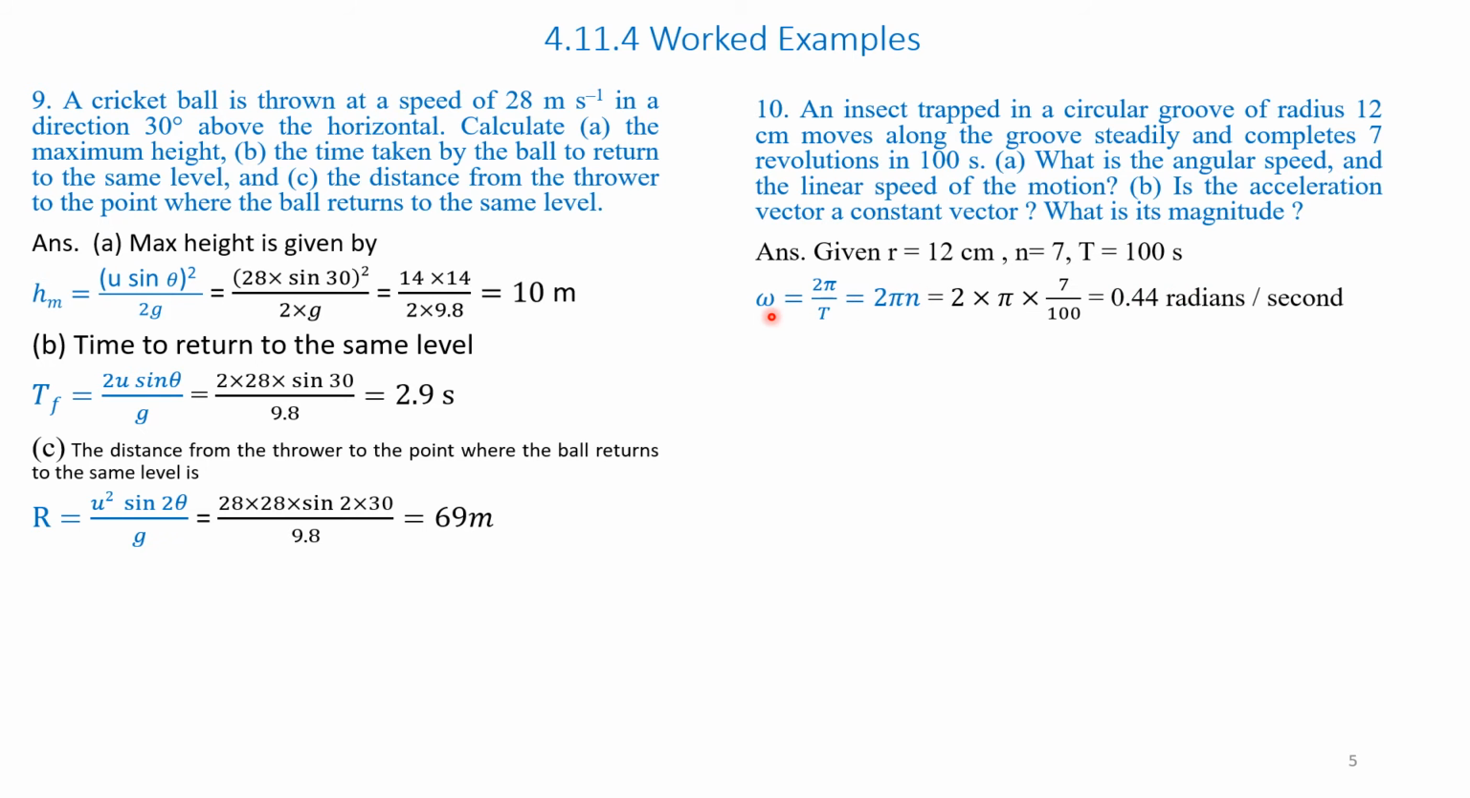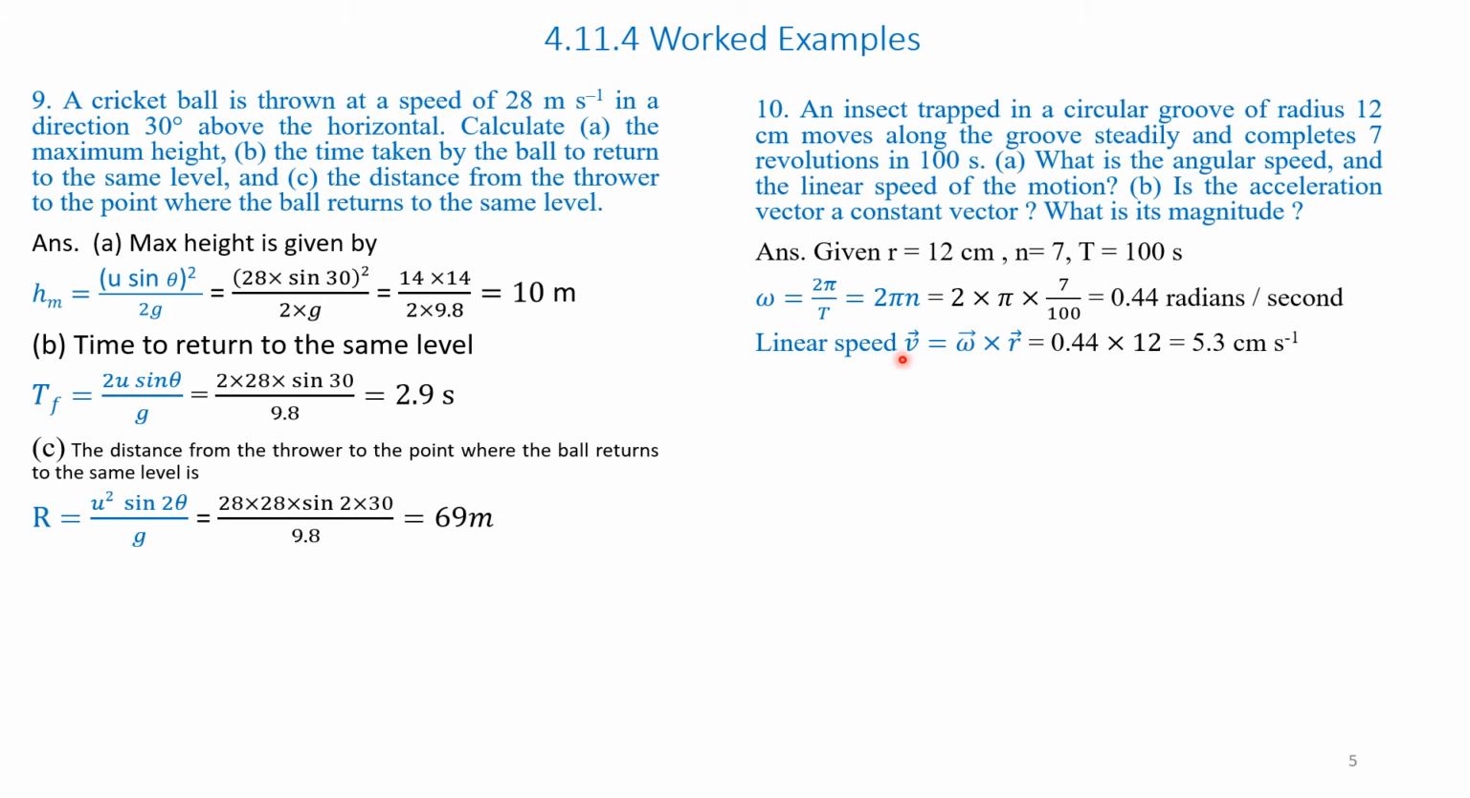Angular velocity omega is equal to 2 pi by T. We have done this derivation. 1 by T is n, so omega is equal to 2 pi n. Some books write it as f, 2 pi f. Anyway, we are using 2 pi n. Therefore, that is equal to 2 into pi into 7 by 100, since n is 7 by 100. In 100 seconds, it makes 7 revolutions. Simplifying, we get the value of omega as 0.44 radians per second.